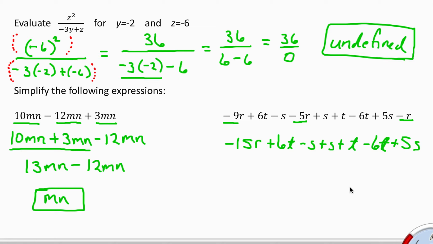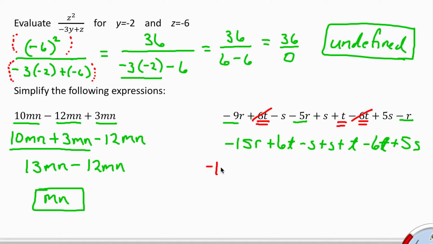Okay. Now I've already done my R's. Now I'm going to look for T's. Sorry, guys. I'm going to look for T's. Okay, and notice here, I got a 6T minus 6T. All right, 6T minus 6T. So all I have left is a T.